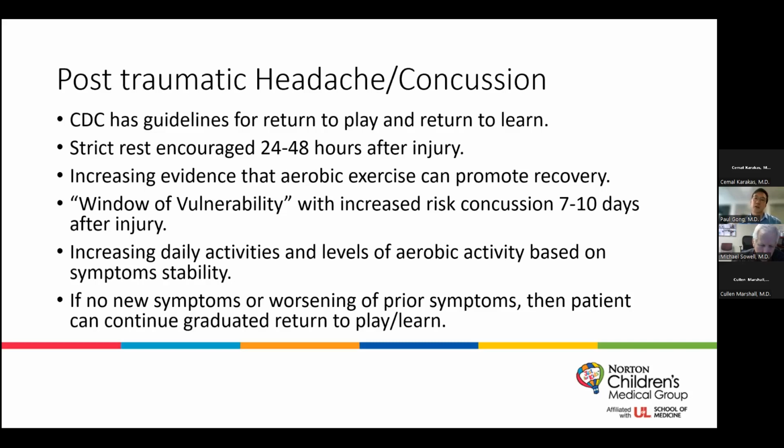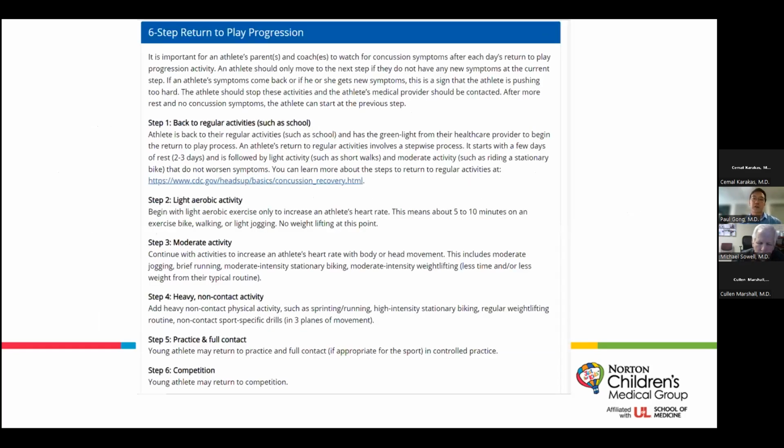The CDC and studies have shown that it's really just based on symptoms. So if a patient is having symptoms with increasing activity, whether it's practice or schooling, then the next step is to pull back on those activities until symptoms resolve. And here's exactly from the CDC website their 6-step return to play progression. It's what we talked about, but basically a gradual return to activity based on a patient's symptoms, until they are symptom free and back to full activity.